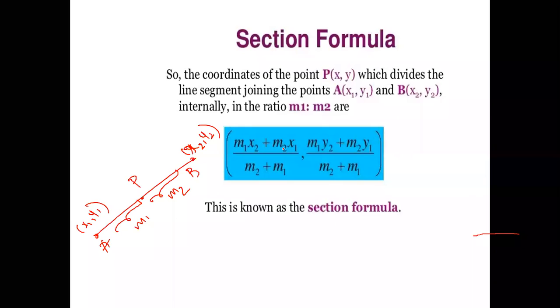m1 x2 plus m2 x1 divided by m2 plus m1, m1 y2 plus m2 y1 divided by m2 plus m1. Correct? So as I told, this year you have one more coordinate, that is z1 z2. So in the section formula you have to add m1 x2 plus m2 x1 divided by m2 plus m1.